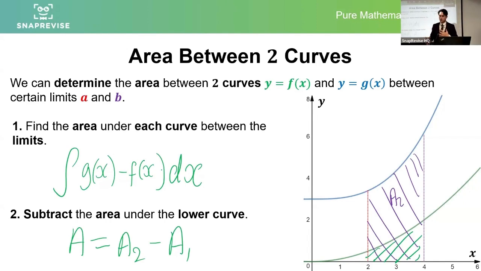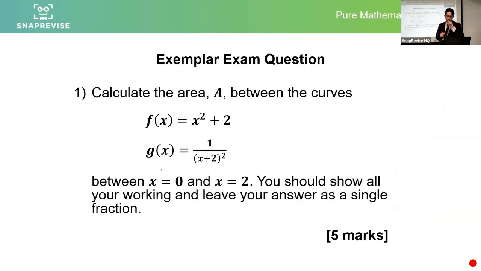And we're going to push on to some slightly harder questions of this now. What I'd like you to try is this one here. So if you've got the area, you can do them. If it's easier as two separate integrals, by all means do that, especially if you don't know how it looks, and then just take them away. But it says calculate the area between two curves. f of x is x squared plus 2, and g of x is 1 over (x plus 2) all squared, between 0 and 2. You should show all your work and leave your answer as a single fraction.